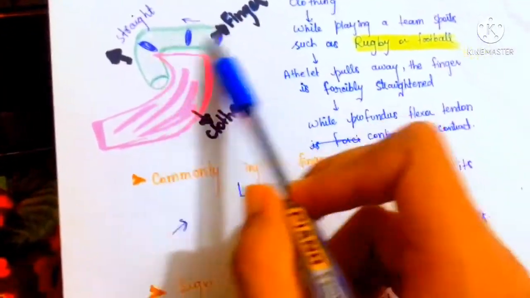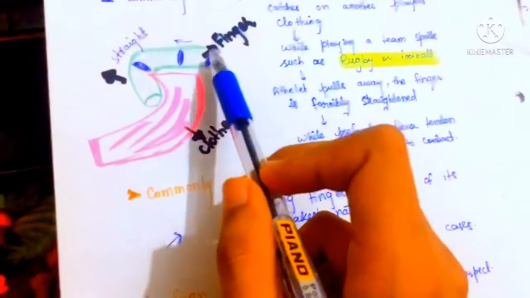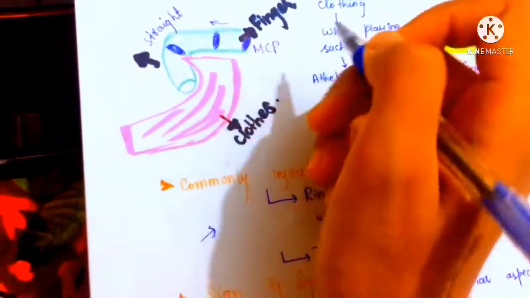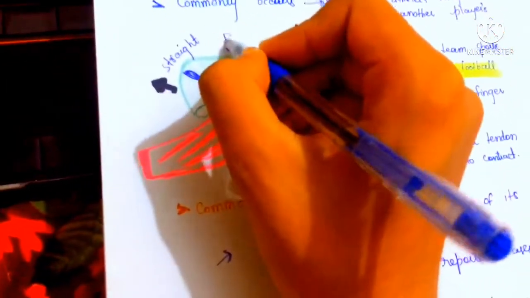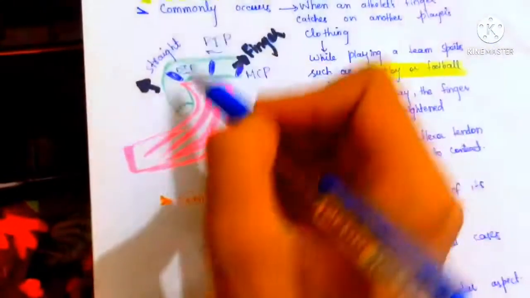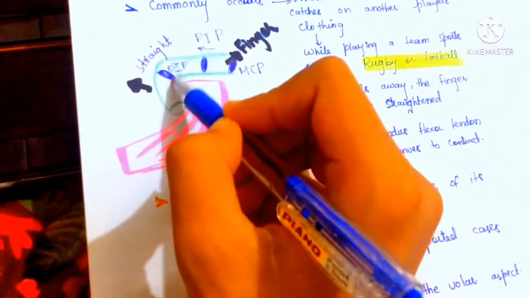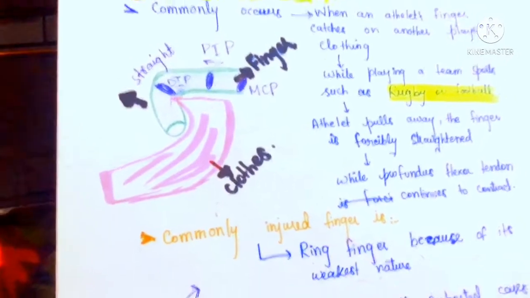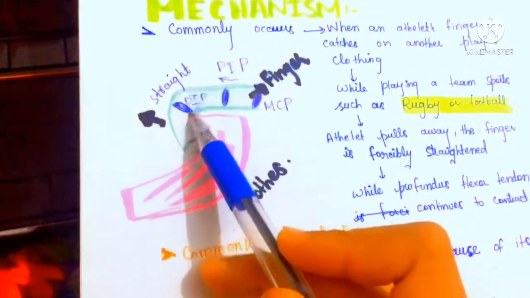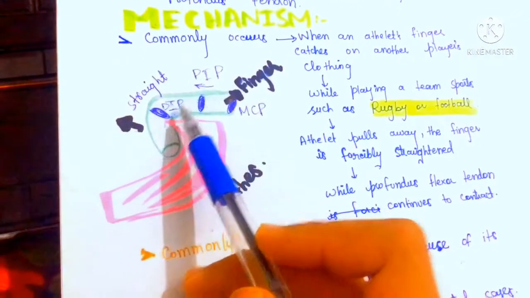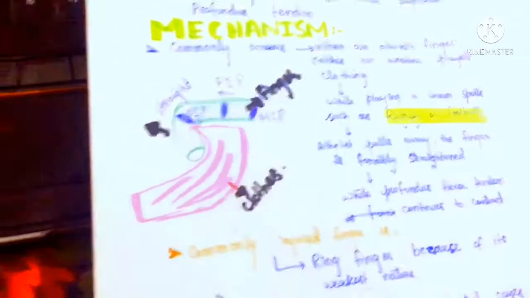To explain in more detail, this is the MCP joint, that is the metacarpophalangeal joint, that is the PIP joint, the proximal interphalangeal joint, and that is the DIP joint, the distal interphalangeal joint. The flexor digitorum profundus tendon is ruptured in this area, which causes the straightening of your finger.